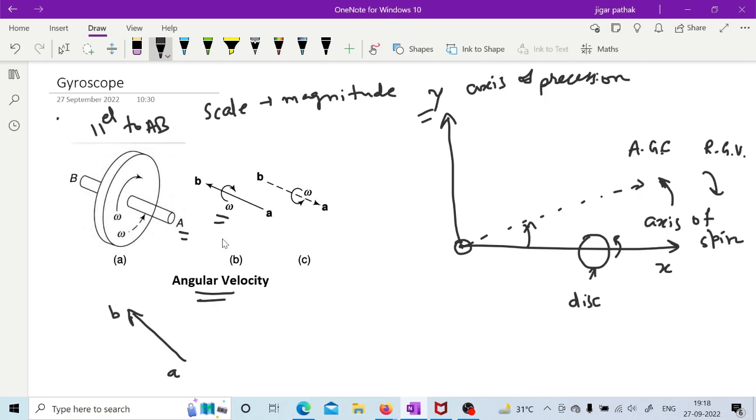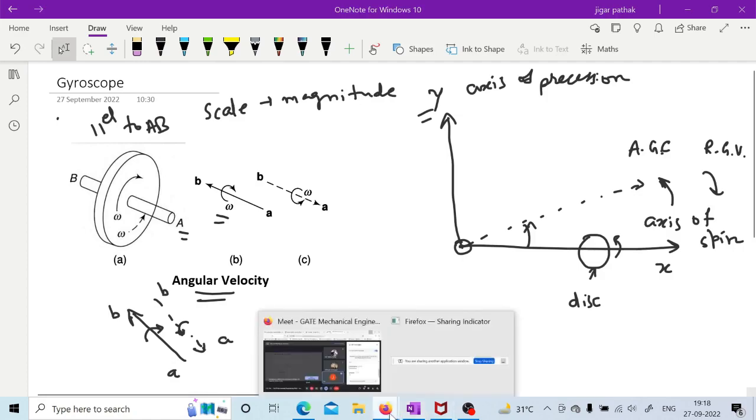Similarly, if you change the direction of rotation from clockwise to anti-clockwise, then this direction will change from B to A. The magnitude is not going to change, but the direction of that arrow is going to change, and similarly here it will be anti-clockwise and here it will be clockwise. So this is how angular velocity is represented.